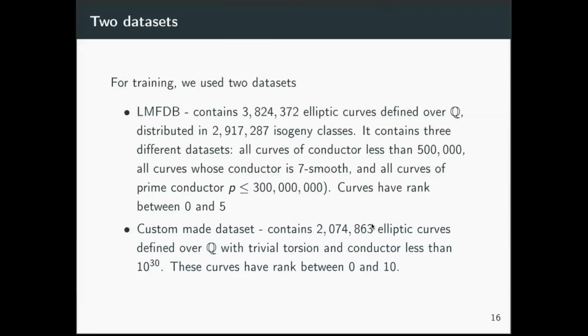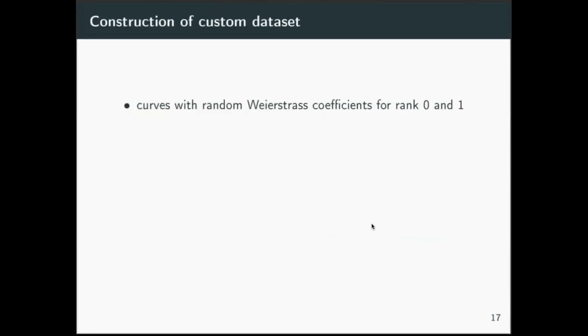So we needed a new data set that contained elliptic curves of higher rank, but also higher conductor. And so we have a custom-made data set. The problem is that it's kind of hard to construct such a database in a good way. I will discuss how we constructed the data set, and you'll see at the end it's kind of biased.